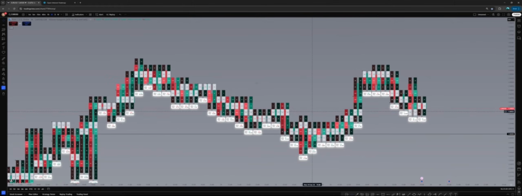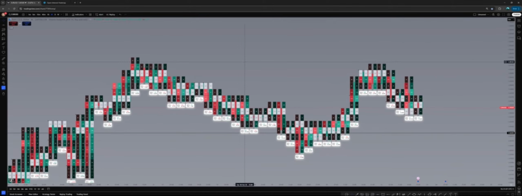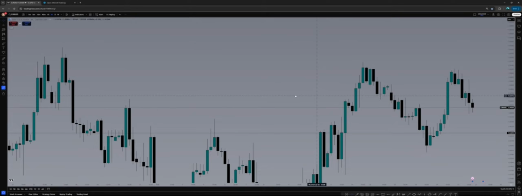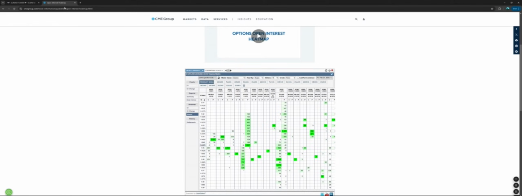But here I'm not going to talk about the footprint chart. What I'm going to talk about, let me change this back to candlestick. All right, let me change back to candlestick. So what I'm going to talk about is what they call the CME volume matrix. You can see it on the screen. It is the CME volume matrix.